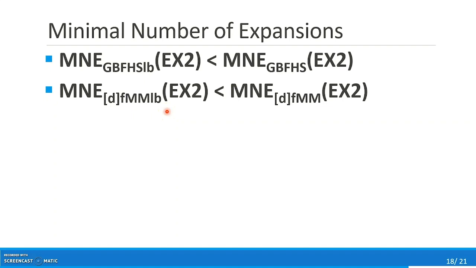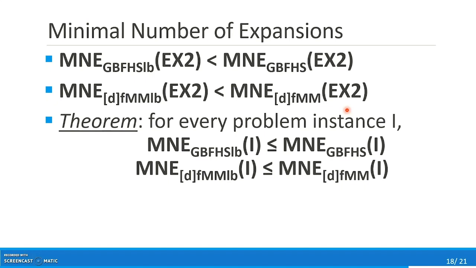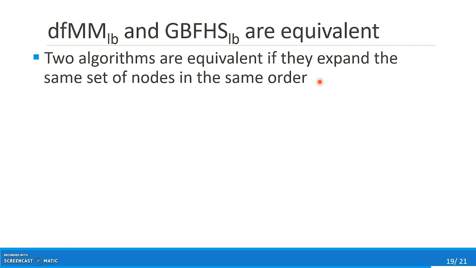Since the LB enhanced versions of the algorithms did not have to expand the D node in the second example, while the original algorithms had to, the M and E values of the enhanced algorithms are strictly less than the M and E values of the original algorithms in this example. Moreover, we have a theorem in the paper that states that for every problem instance I, the M and E value of the LB enhanced versions is less than or equal to the M and E value of the original version.